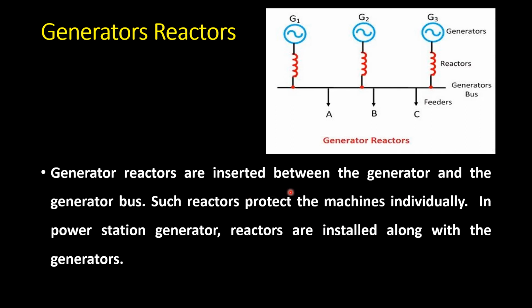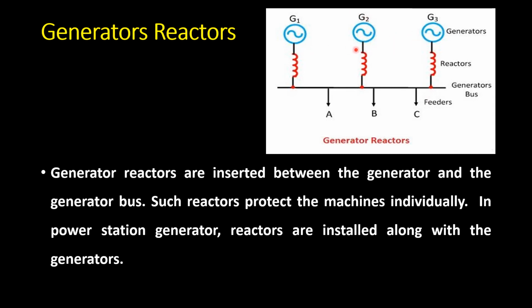Generator reactors are inserted between the generator and the generator bus. So see this diagram. In this diagram, generator G1, G2, G3 are shown, and there is one common bus bar, and in between generator and bus bar, this reactor is inserted. So reactor is in series with generator. It is in between generator and bus bar, and that is why it is called generator reactor.